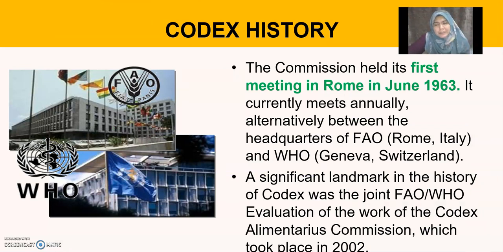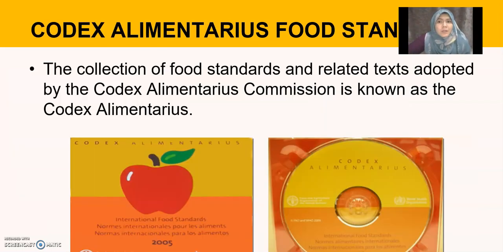So the first commission was held in 1963 in Rome, and currently the meeting is held annually, alternating between the headquarters of FAO in Rome and WHO in Geneva, Switzerland. A significant landmark in the history of Codex was the joint FAO and WHO evaluation of the work of the Codex Alimentarius Commission, which took place in 2002. So the collection of food standards and related texts adopted by the CAC is known as the Codex Alimentarius. So what is Codex Alimentarius? It is a collection of food standards adopted by the CAC.